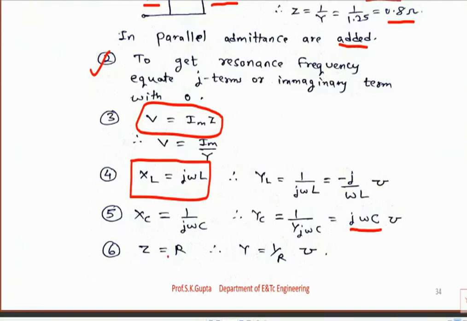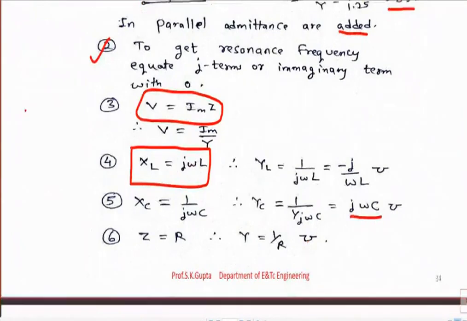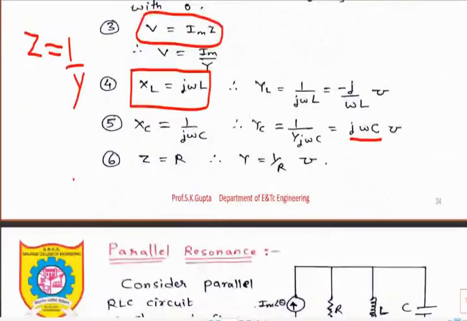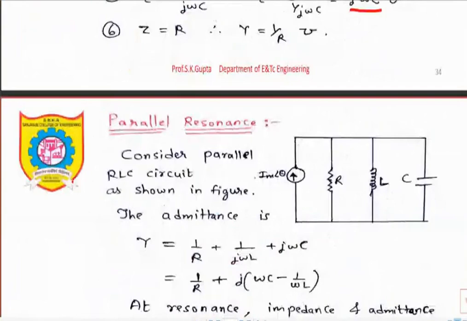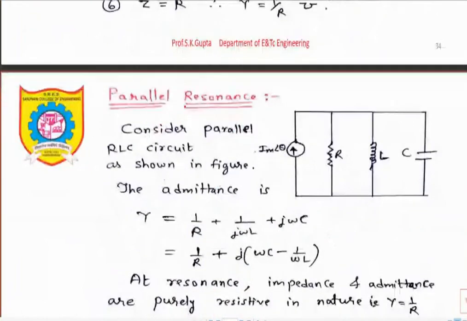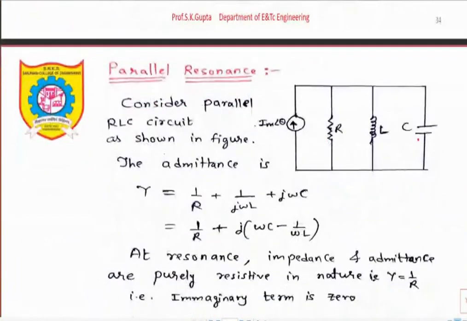And if impedance is R, then admittance is 1 by R mho, because we have the relationship Z equal to 1 upon Y, or Y equal to 1 upon Z. Okay, so the next point is parallel resonance. Here resistance, inductor and capacitor are connected in parallel. So consider a parallel RLC circuit as shown in the figure.